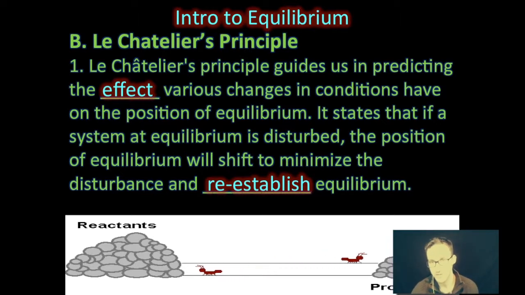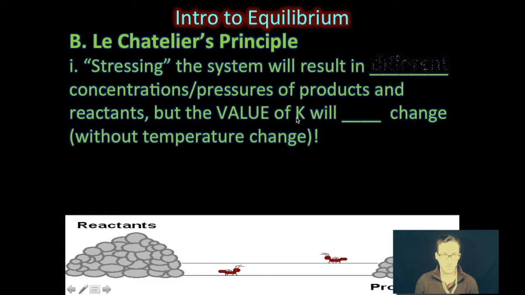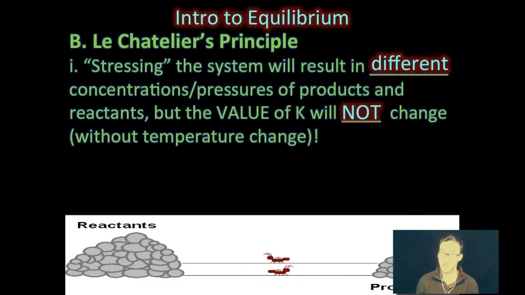So once we've reached equilibrium and we start to stress things out by adding reactants or adding products or changing the pressure, Le Chatelier is going to guide us and help us understand what's going to happen so that we can minimize that disturbance and reestablish our equilibrium. So stressing the system, keep in mind, is going to result in different concentrations or pressures if you add reactants or products, but recognize your equilibrium constant K is not going to change unless, of course, you have a temperature change.